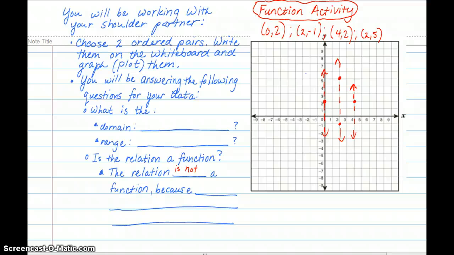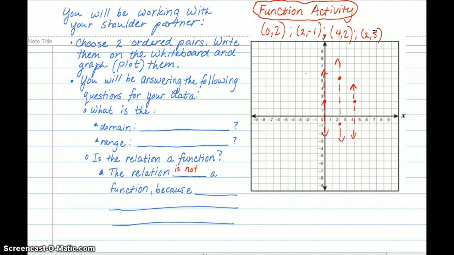Mathematics has quite a language of its own, and in order to be able to do many things competently in mathematics, you have to understand its language. So one of the things, we talked about relation already. A relation is just a set of ordered pairs, where you're matching up x's with y's. The domain of that relation is, in my case, the x values: 0, 2, 4, and 2.